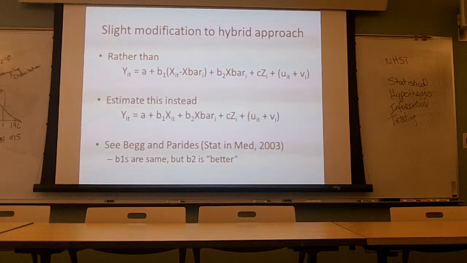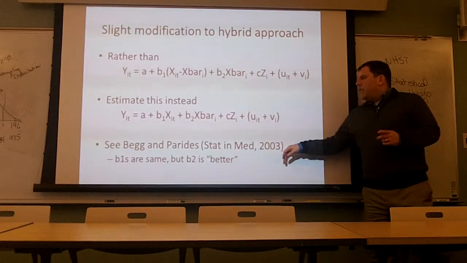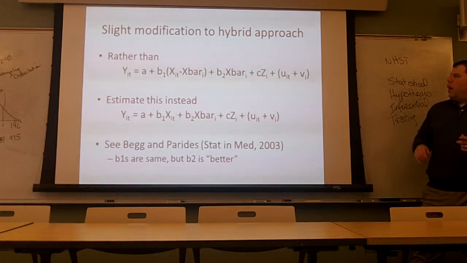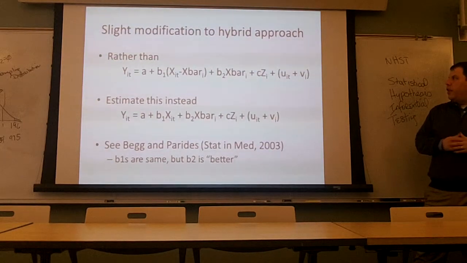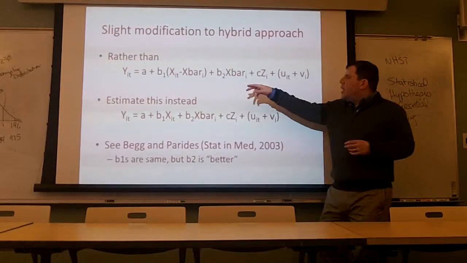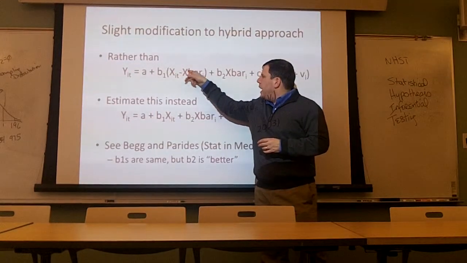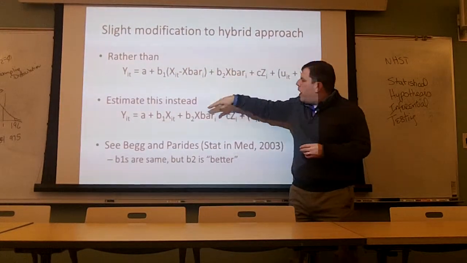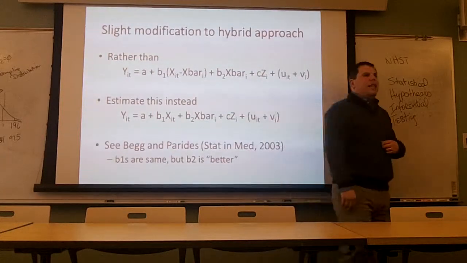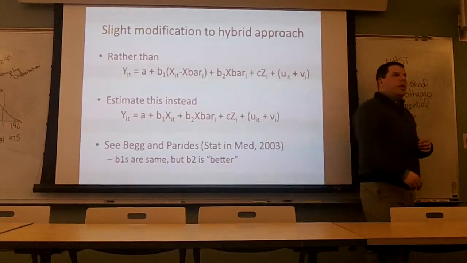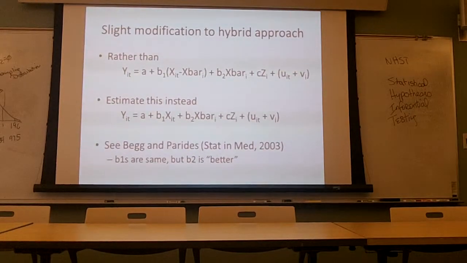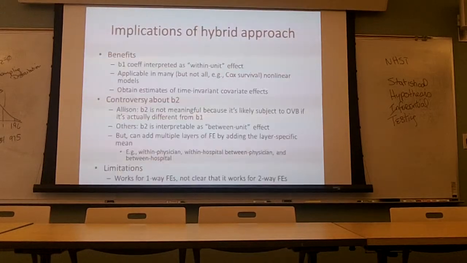Now that was the Paul Allison pure approach. Allison and Paradies have a reasonably compelling article, compelling enough for me to write the slide, to tell you that rather than using the difference between x it and x bar and then x bar, just control for x it itself. And that enables you to interpret the coefficient b2 somewhat better, because you're now explicitly controlling for the individual-specific value rather than the delta between the two.